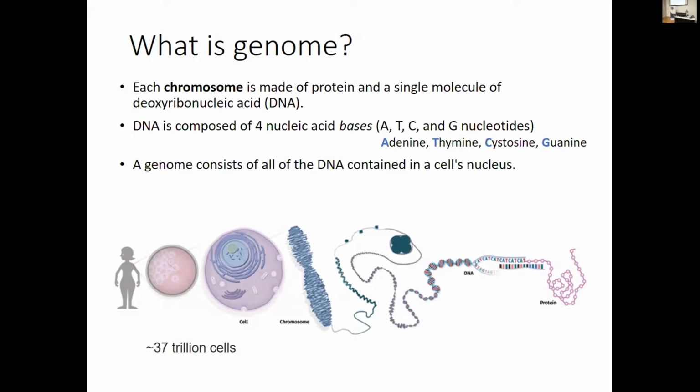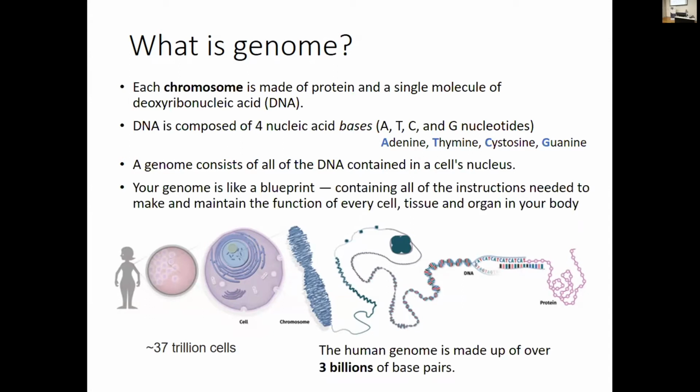And a genome consists of all of the DNA contained in your cell's nucleus. So basically your genome is like a blueprint, containing all of the instructions needed to make and maintain the function of every cell, tissue, and organ in your body. The human genome is made up of over 3 billion such base pairs.